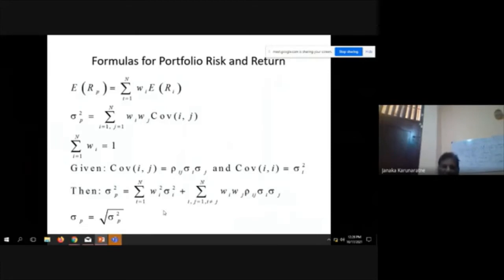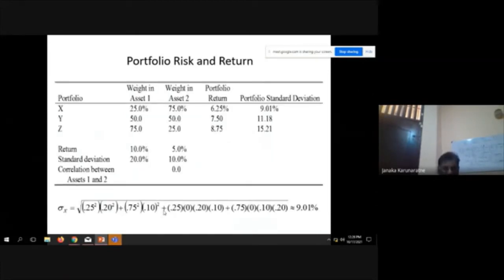So 0.25 into 10% is how much? 2.5%, right? Then 0.75 into 5%, how much? 3.75. So what would be the addition? You did the difficult part, but not the easy part. So 3.75 plus 2.5 is 6.25, right? Clear?